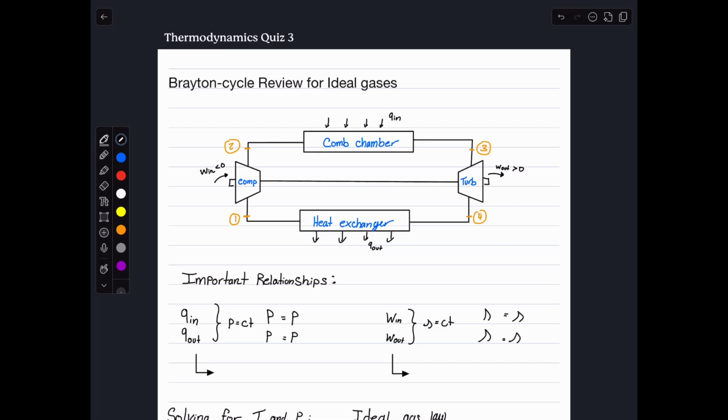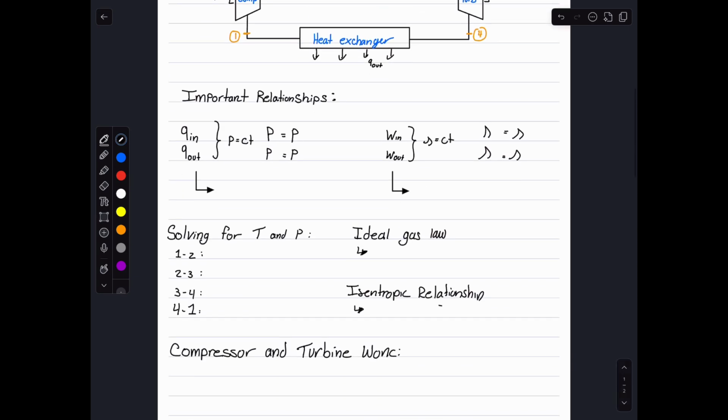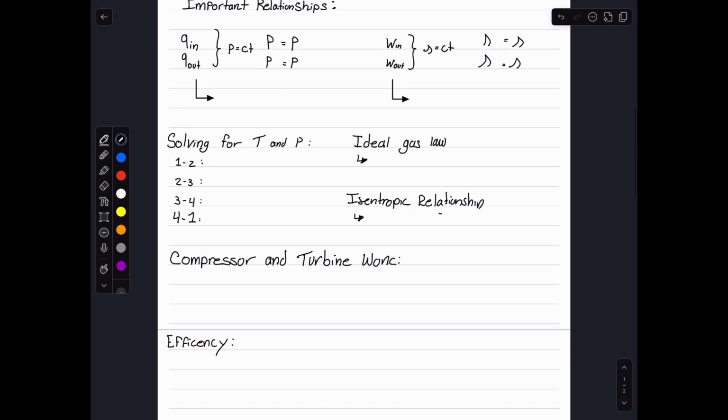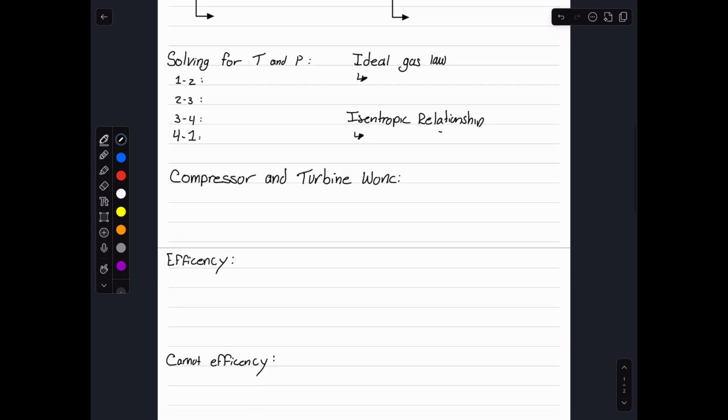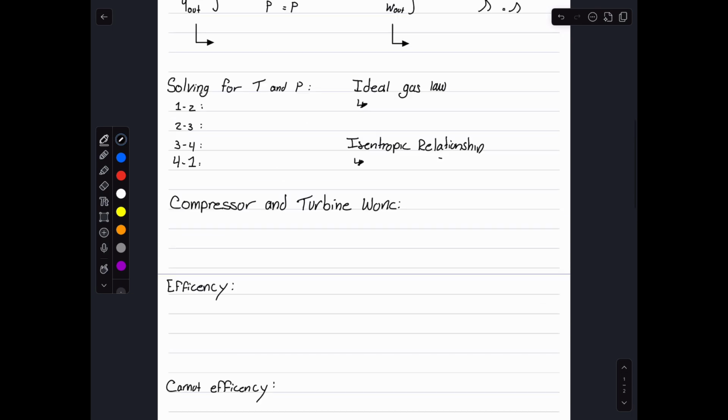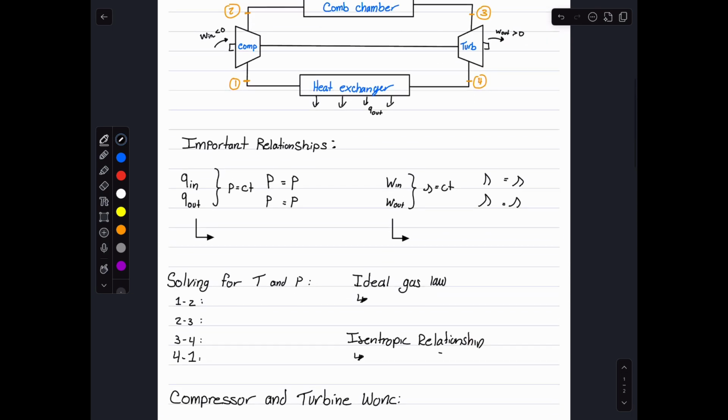Hello everyone, my name is Mark Miro, and for my Thermodynamics Quiz 3, I'll be going over the Brayton cycle, specifically for ideal gases. I'll be talking about some important relationships, how to solve for temperature and pressure, how to solve for the compressor and turbine work, the efficiency, and the Carnot efficiency. So to start, some important relationships.